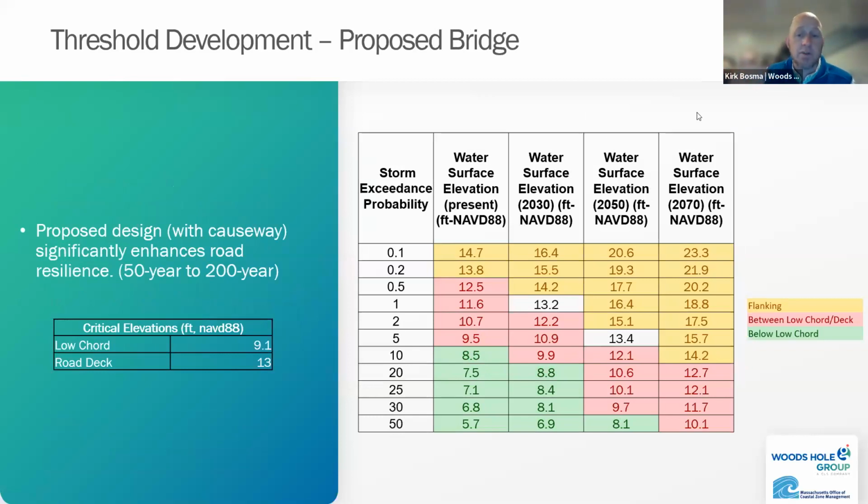But we brought it up to 13, which basically allowed the road to be usable for a much broader span of time. Present day, that went from a 50-year return period event to a 200-year. And so now that red area was where the bridge was still functional, the water was there, it might have been attenuated, but it was dry and drivable. And again, once you got to the point where it was flanked, it didn't really matter anymore.